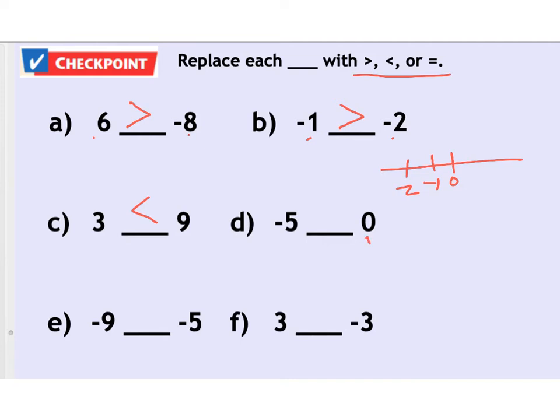Remember, everything negative is to the left of 0, so 0 is actually greater than -5. Same thing here. Think about your number line. Where does -5 fall? Where does -9 fall? -5 is greater, so -9 is less than -5. Letter F, we have a +3 and a -3, and a positive is always greater than a negative.